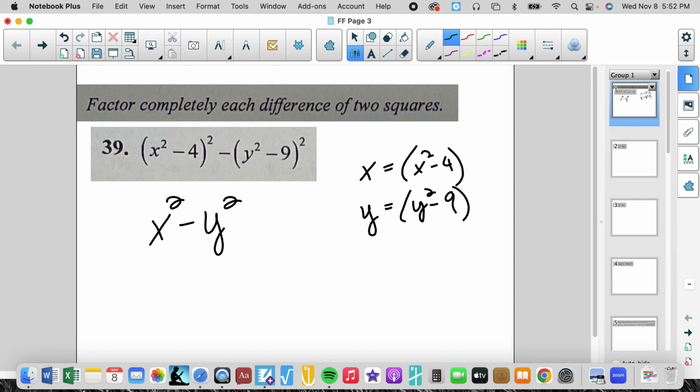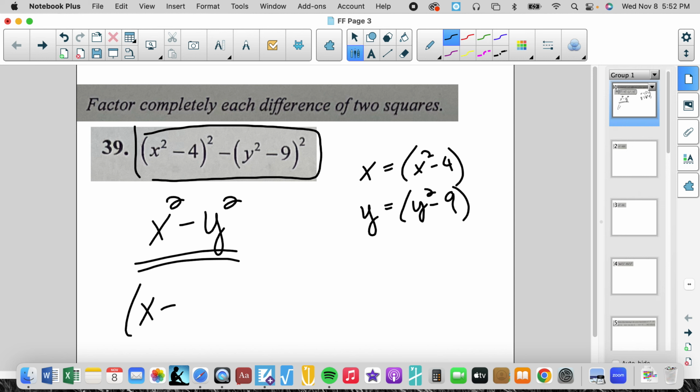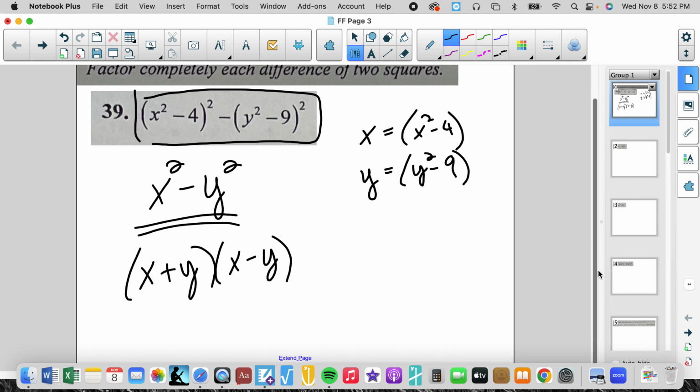And we are going to factor this. This looks a whole lot easier than this noise. So if we saw this, this would be x plus y, x minus y. I think everybody would agree with me that that's pretty good.